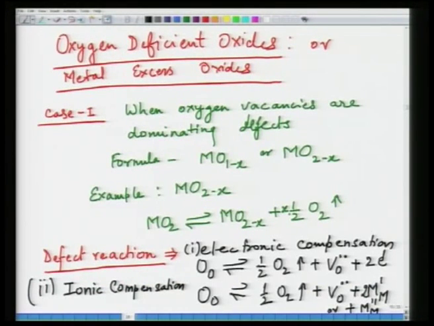And then we took various cases starting with oxygen deficient or metal excess oxides, and case 1 was where we took oxygen vacancies as the dominating defect, and we established how the defects can be formed. You can have electronic compensation of defects or you can have ionic compensation. Basically, in both of these cases you will have formation of oxygen vacancy coupled with either formation of quasi-free electrons, or reduction of metal on the metal site.